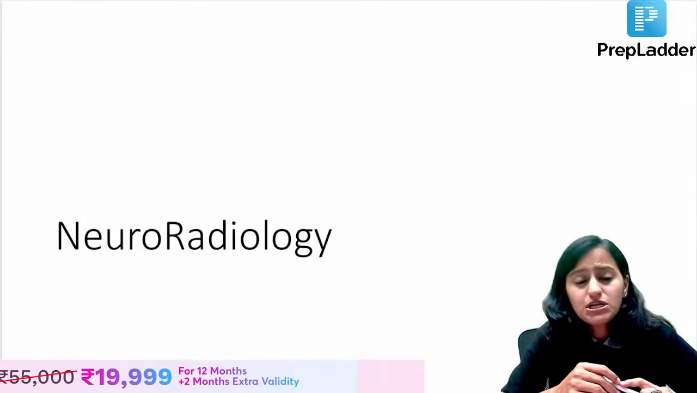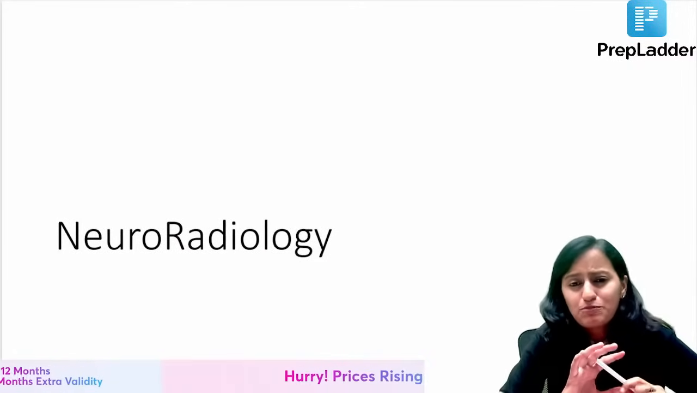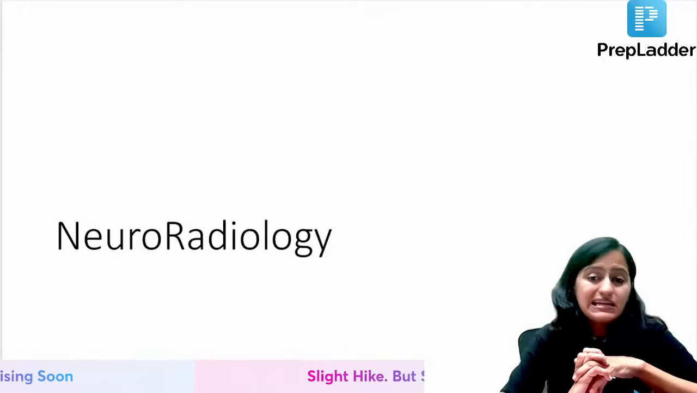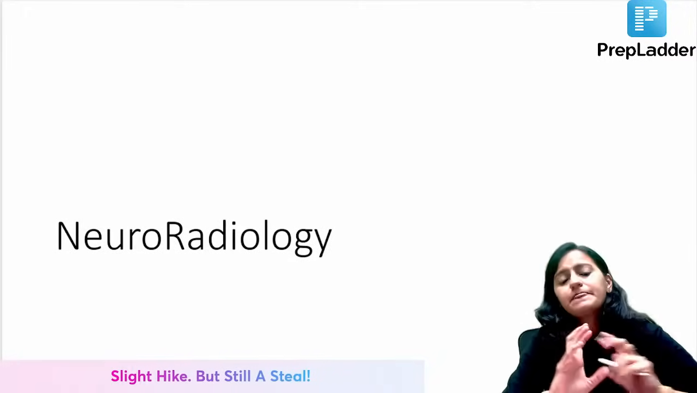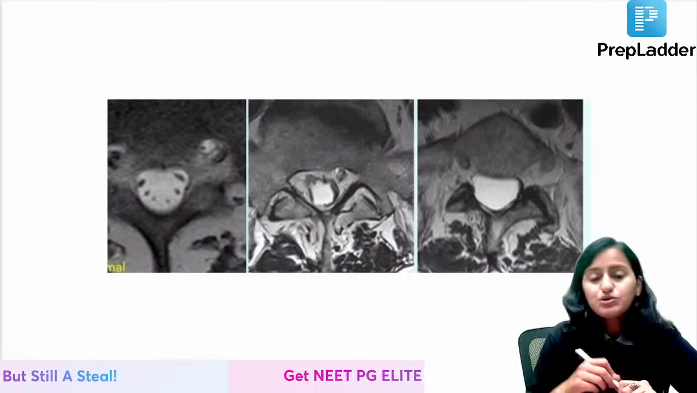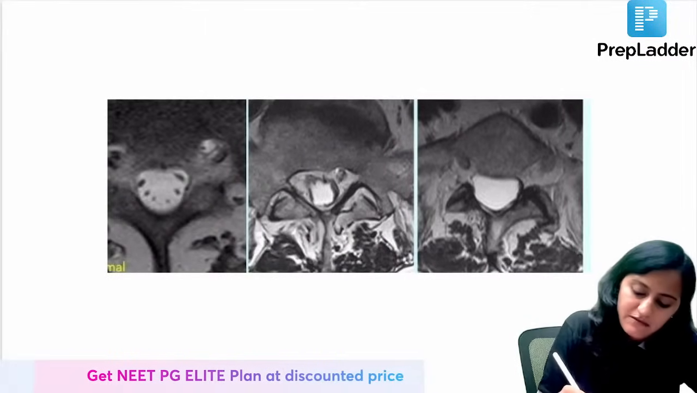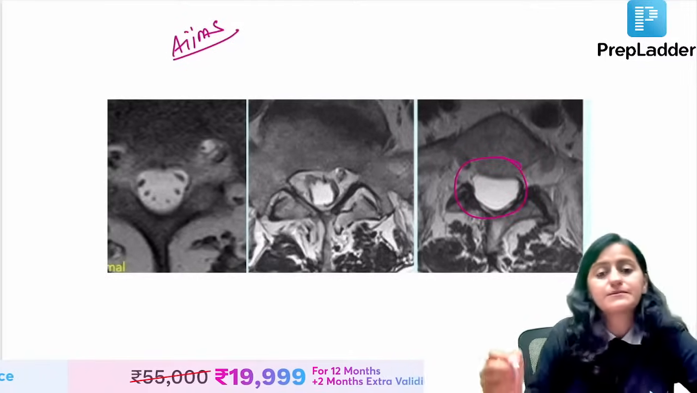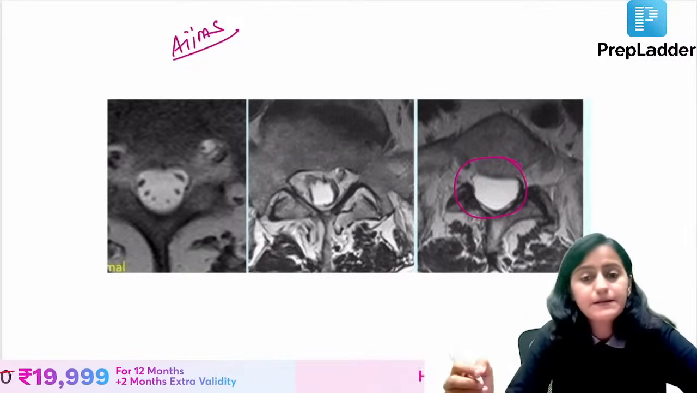Now coming to neuroradiology, so that was abdominal radiology, where we saw hepatobiliary pancreas, then we also saw renal, right? Now we'll go to some important neuroradiology images. This is one of the previous AIIMS exam questions. Tell me, what are you seeing here? What is this one here?